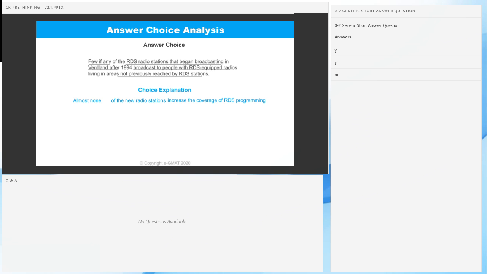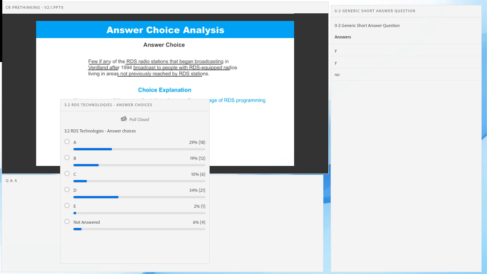RDS Technologies, this is how you guys polled. You can see how you guys polled. Choice A is my correct answer. 18 of you got that right.